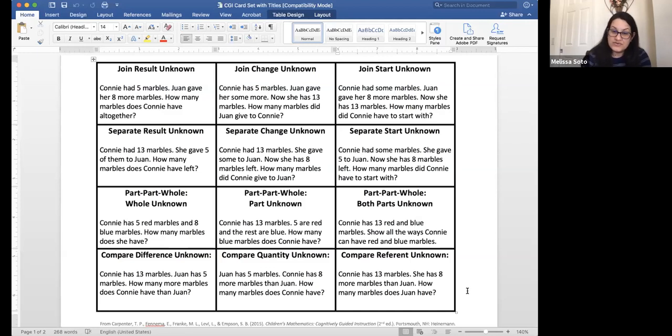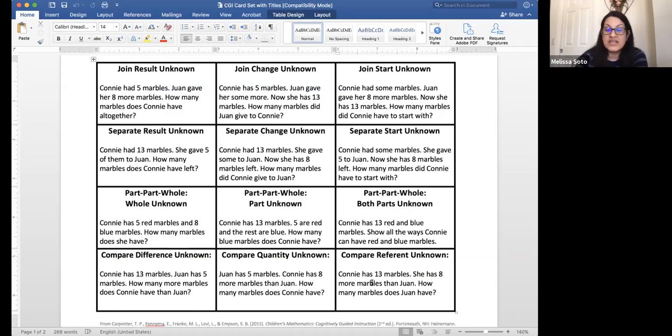And so I will say that with these compare problems, many teachers will try to support kids by helping them with keywords, right? Especially for our compare difference with how many more. Some teachers will say, oh, you just subtract. I want to caution you about trying to support kids by using keywords, especially for this particular problem down here. If kids solely rely on keywords, they will get this problem wrong.